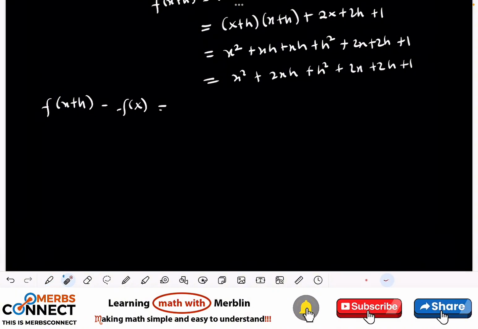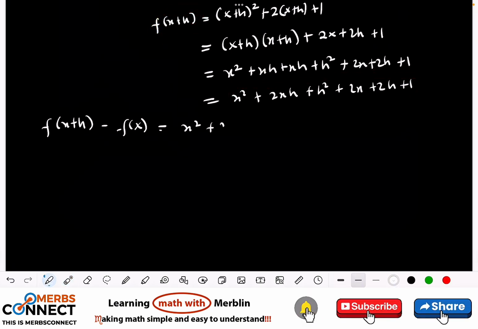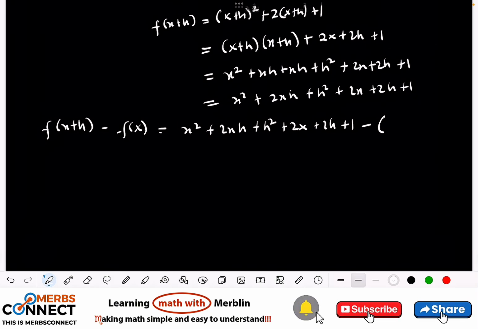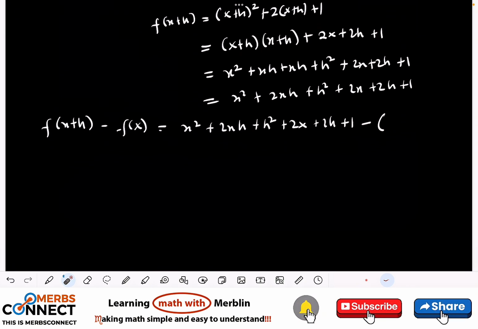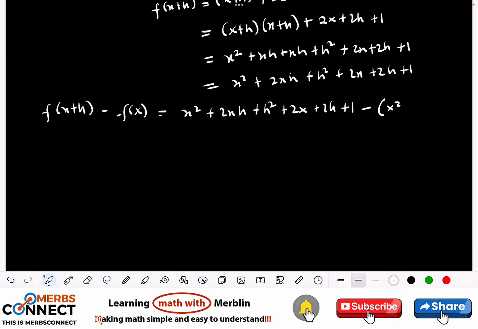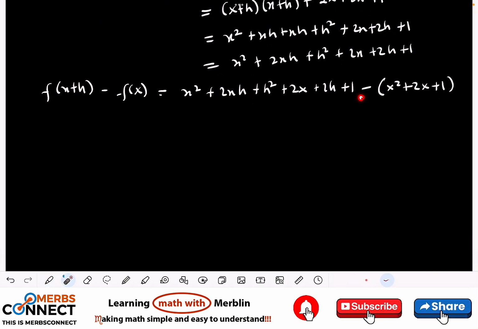So f of x plus h is what we have gotten here. So I'll just write x squared plus 2xh plus h squared plus 2x plus 2h plus 1 minus. So in math, anytime I write minus, whether the function is just one variable or a number, I just make sure I put it in parentheses. So I'll put this one in parentheses. Now what is f of x? f of x is what is here: x squared plus 2x plus 1. So I'm going to have x squared plus 2x plus 1 in parentheses nicely, so that minus can distribute here.